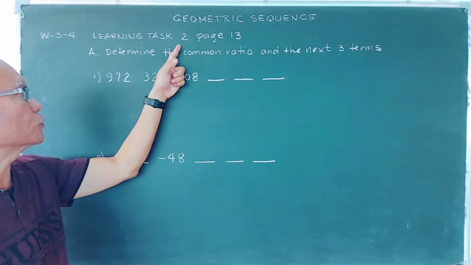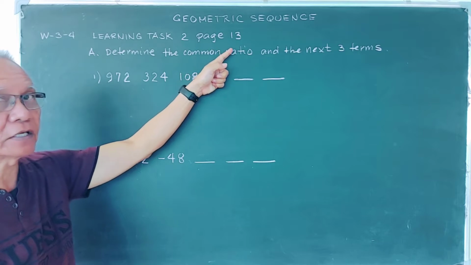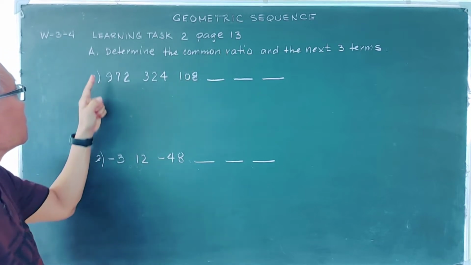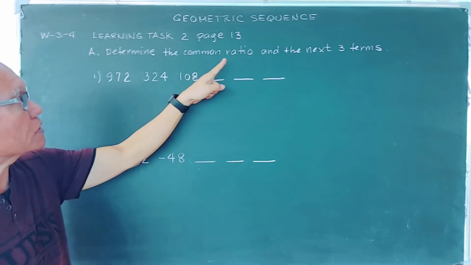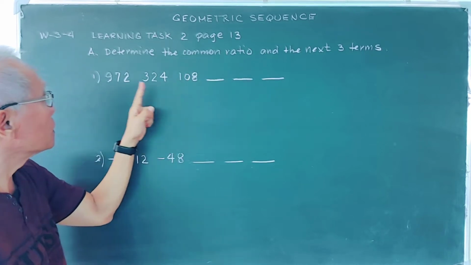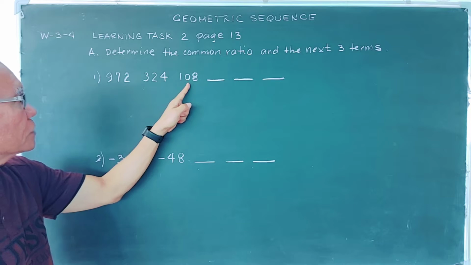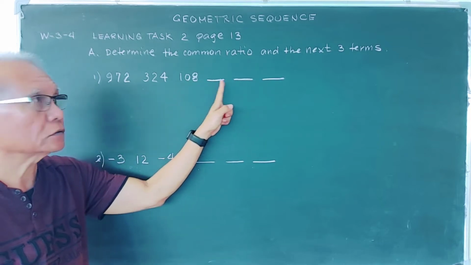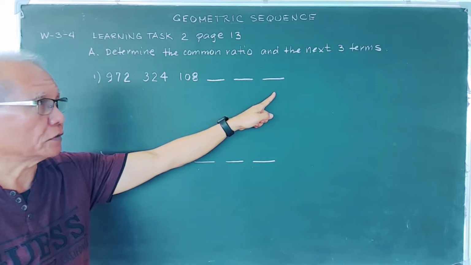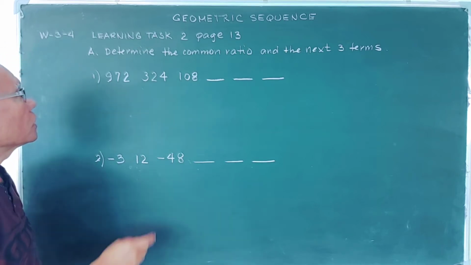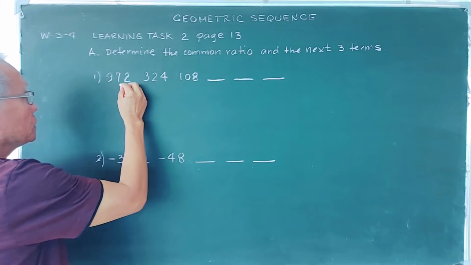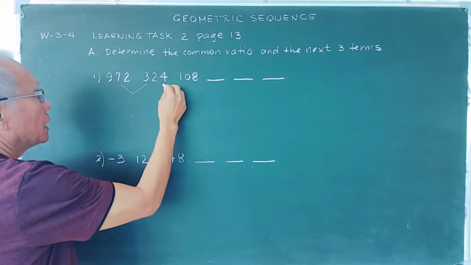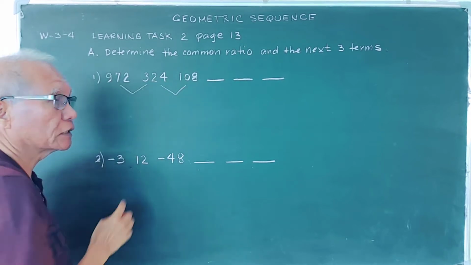Learning task 2A on page 13. So we have A here: determine the common ratio and the next three terms. So meron tayong three terms dito at kukunin natin yung tatlong terms sa huli. Okay. So anong kukunin muna natin ay yung common ratio nila.